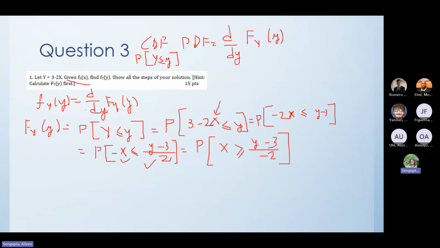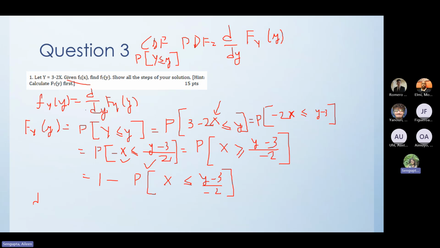Now, uh-oh, we have something greater than. Well, that's not a problem, right? Because we have 1 minus, you can easily flip this expression by saying 1 minus x less than (y minus 3) divided by -2. Now you have the expression completely.